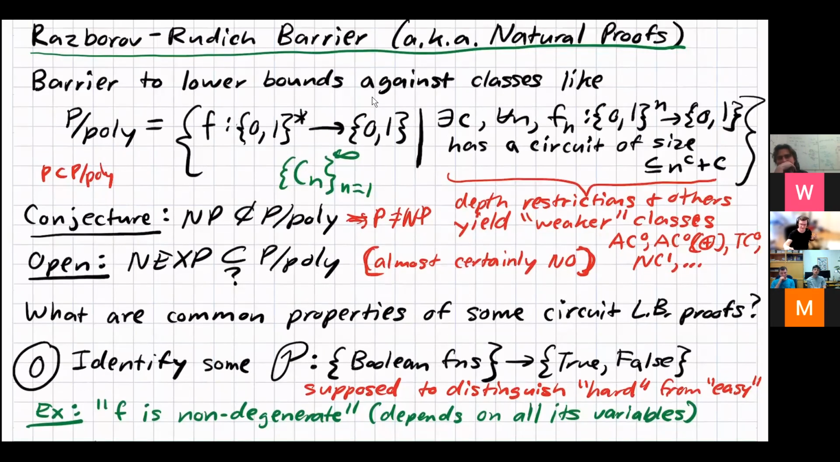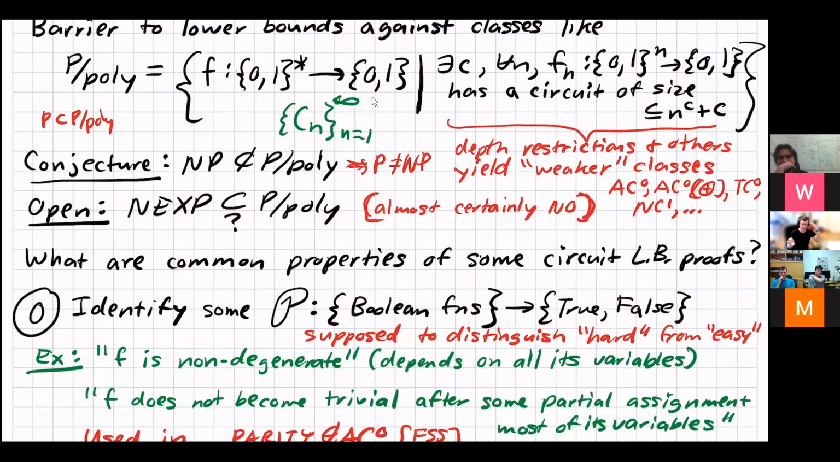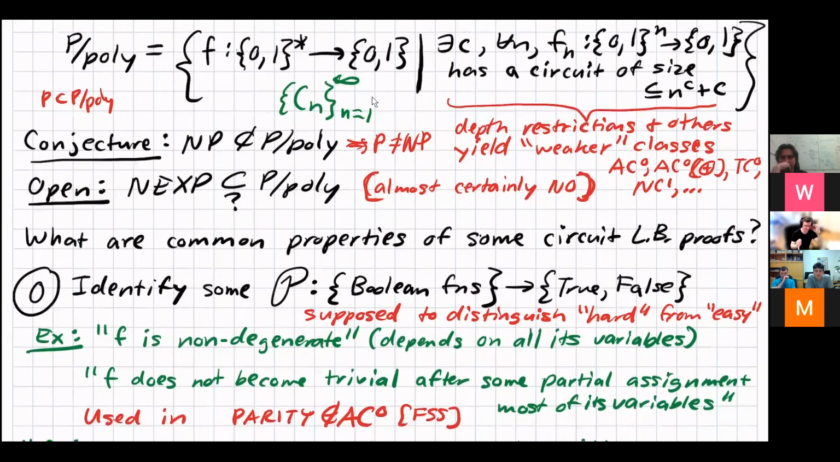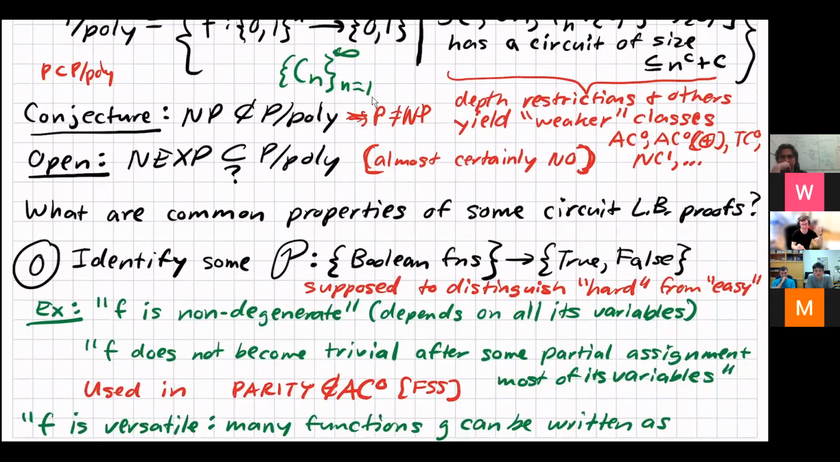So they wanted to know, okay, what are some common properties these things have? So the first step is, you identify some property P of Boolean functions. It's true or false of each Boolean function. And the idea is this property P is supposed to distinguish hard functions from easy functions in one way or another. Just to give a small number of examples, there are many more in the Razborov-Rudich paper.